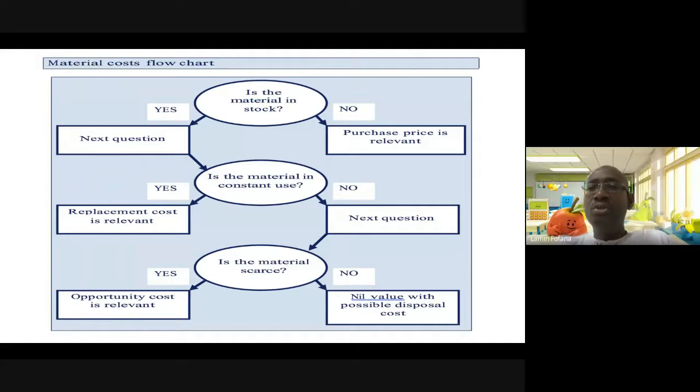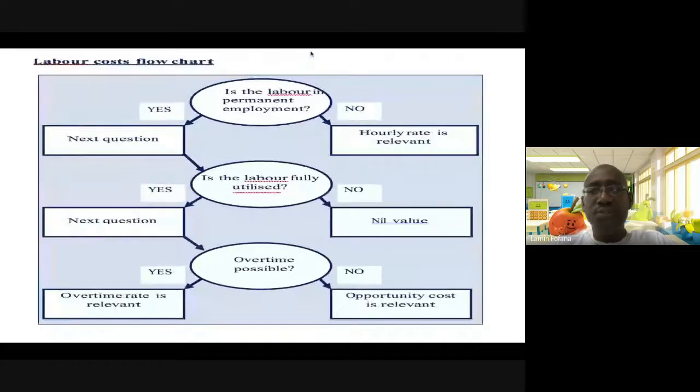Okay, so any questions, please, before we move? Any questions before we move? Okay, so they say silence means consent. So I'm going to move to the next flow chart, which is the labor cost flow chart.